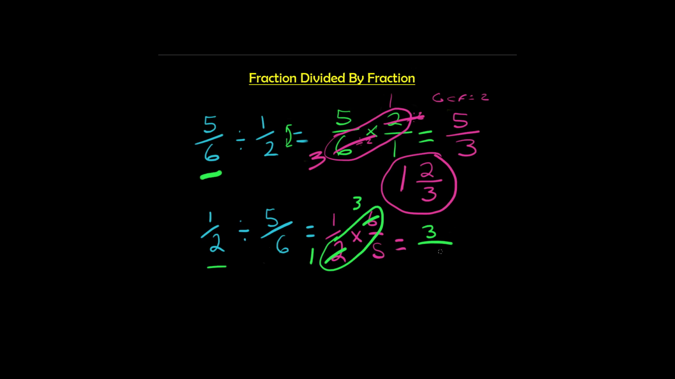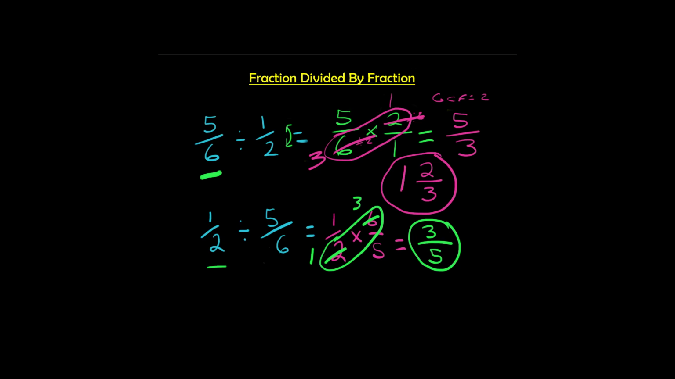1 times 5 is 5. So this answer ends up being a proper fraction. It ends up being 3/5. So notice the difference. It's the opposite of our original improper fraction answer, 5/3. Now this answer is 3/5. So it's a very big difference. If you were working on a problem and you set up the problem backwards, you're going to get it wrong, because it would be one or the other, depending on which way you set it up.